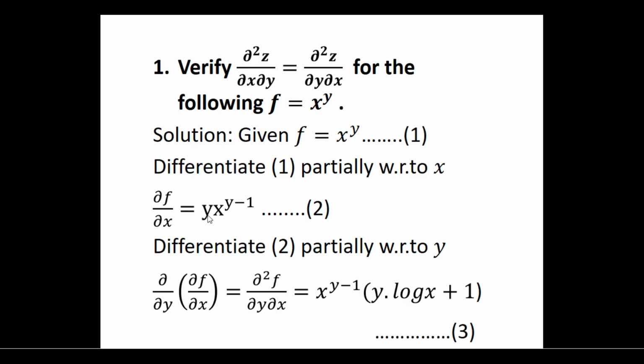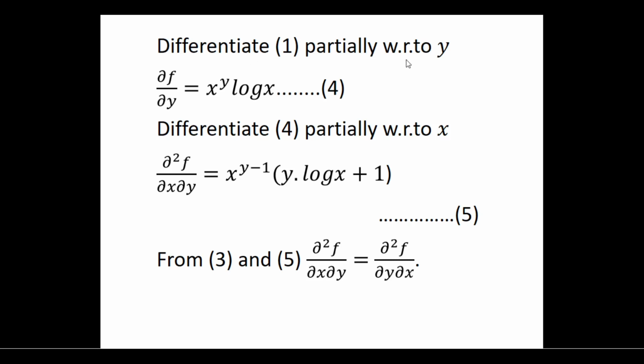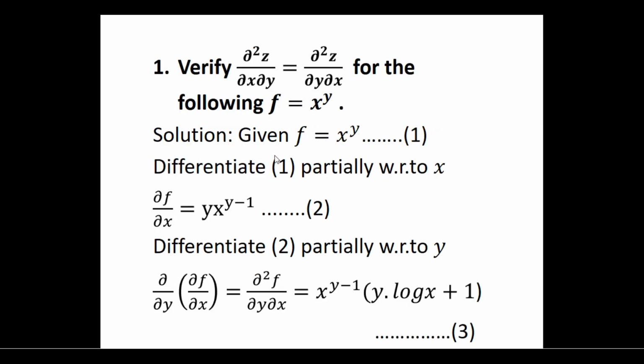So this is one function, and this is also one function of y. That means a product of two functions, so you have to apply the product rule. After applying the product rule and simplifying, you will get x^(y-1) times (y log x + 1). Call it equation 3. Now differentiate equation 1 partially with respect to y. Okay, so what is equation 1? It's x^y.